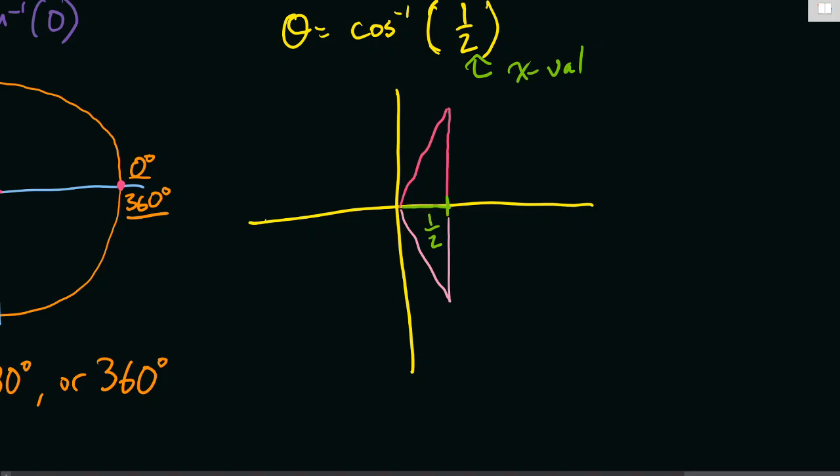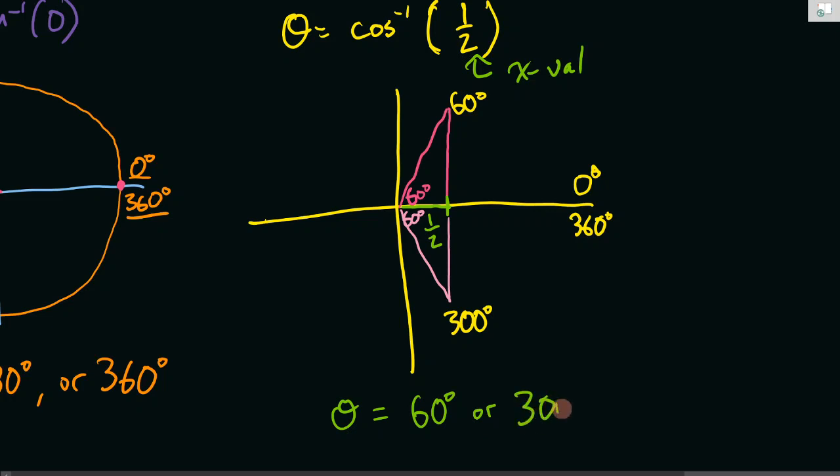Those are the 2 triangles that have a small x value. And these are both 60 degrees away from our axis. Our axis on one side is 0 degrees, and working backwards, we want to do it from 360 degrees. So this is 300 degrees because it's 360 minus 60, and 0 plus 60 is just 60 degrees. So this tells us that theta is 60 degrees or 300 degrees.